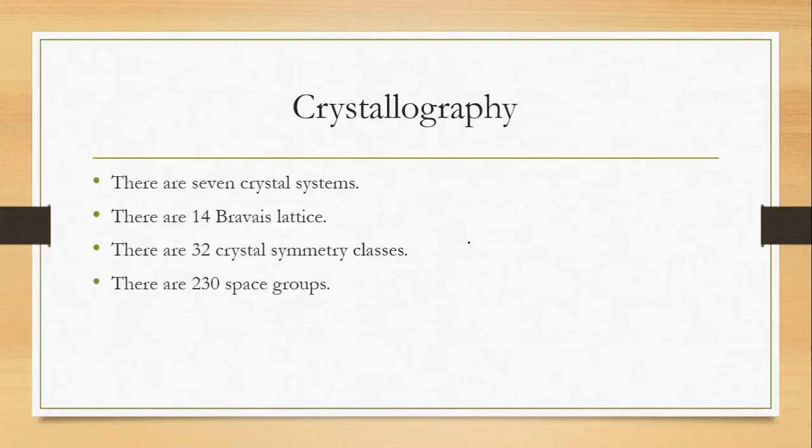Now, to give a brief idea of how crystals are studied, we have 7 crystal systems, and in these 7 crystal systems, we have 14 Bravais lattices, 32 crystal symmetry classes, and in total, when you combine all these, you get 230 space groups.